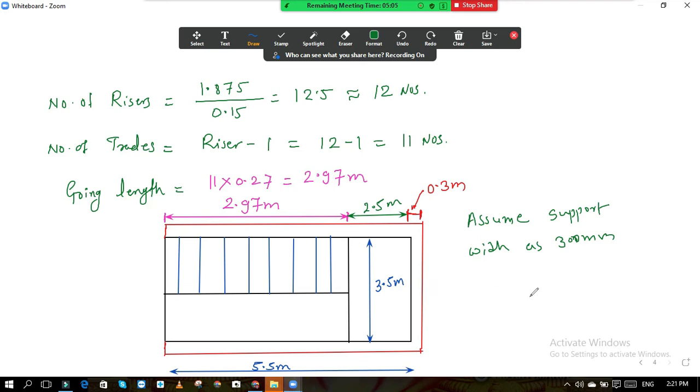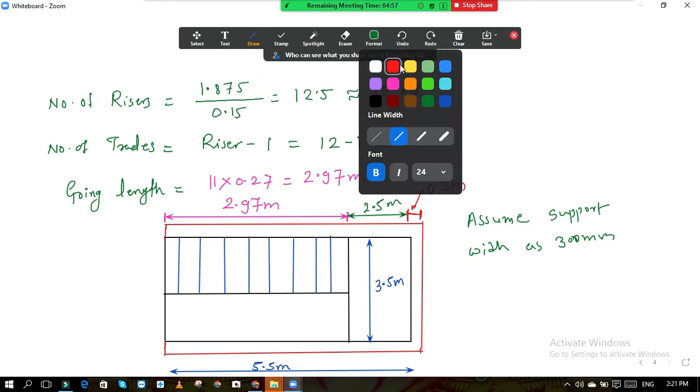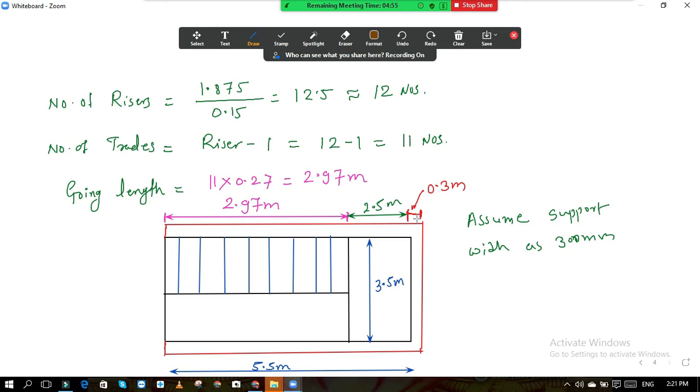So now, what is our effective span? The effective span will be, this is the line which is passing through the center. So this is the line which is passing through the center. Okay, and the effective span will be this distance, up to this point.